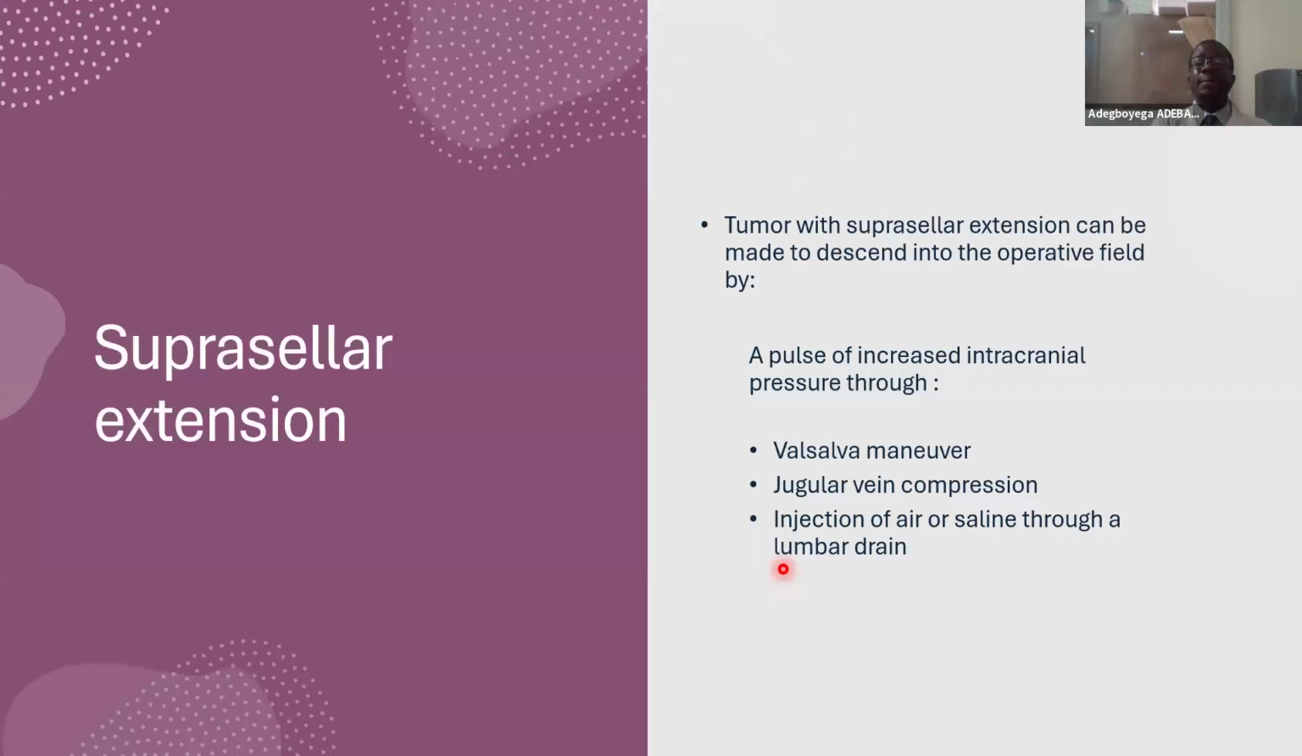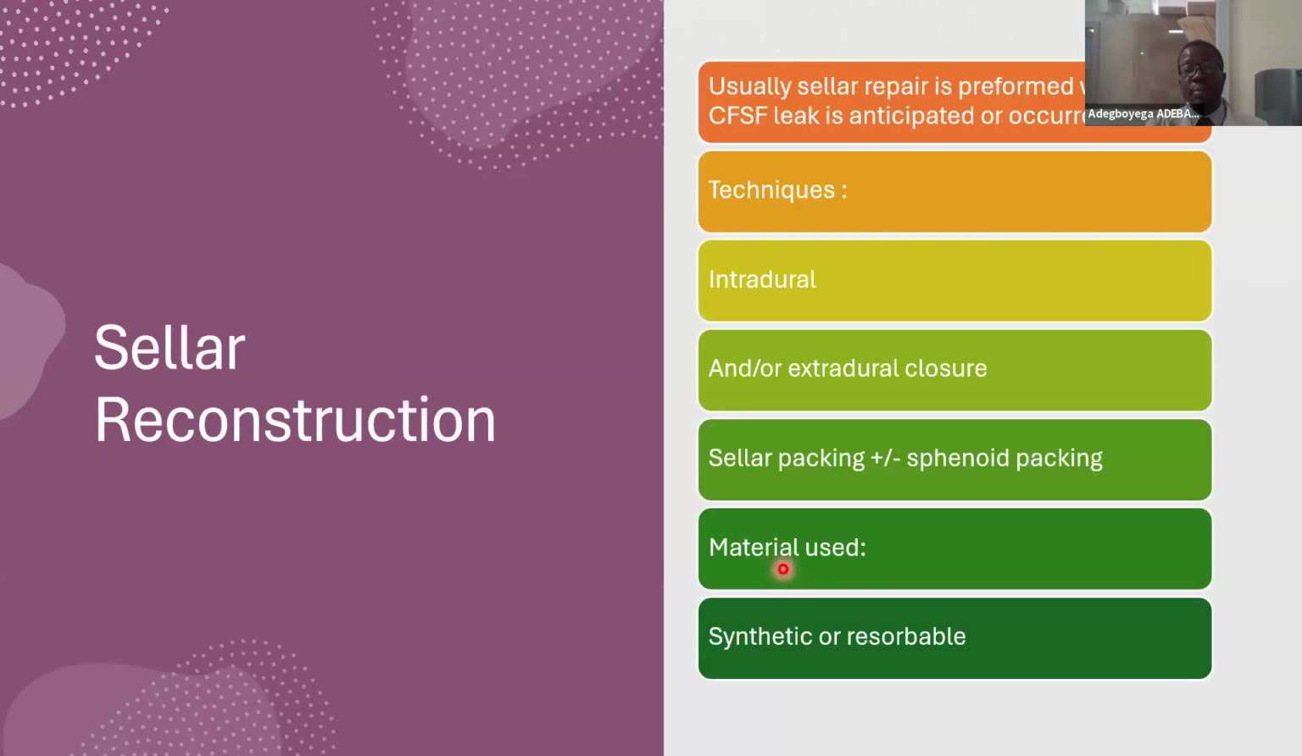In some cases, the tumor could have some suprasellar extension, and such part of the tumor will not descend into the sella. So there are some maneuvers that have been employed to ensure the suprasellar portion of the tumor descends into the sellar cavity. The Valsalva maneuver, or jugular vein compression, or injection of about 2 to 3 mL of normal saline through the lumbar drain after the removal of the same amount of CSF through the lumbar drain has also been found to be helpful.